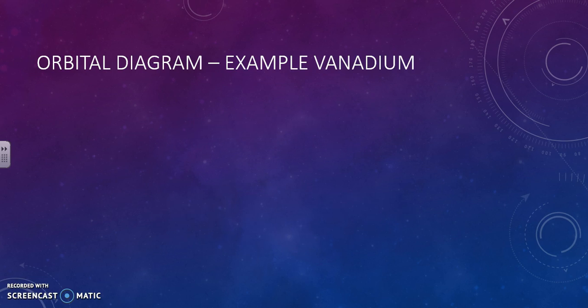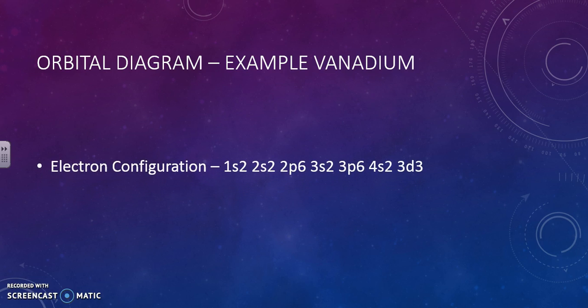How about vanadium? So when we take a look at the electron configuration for vanadium, I get 1s2, 2s2, 2p6, 3s2, 3p6, 4s2, 3d3. So here's how we're going to build this lovely little orbital diagram.